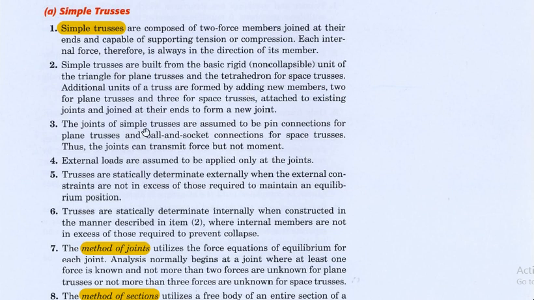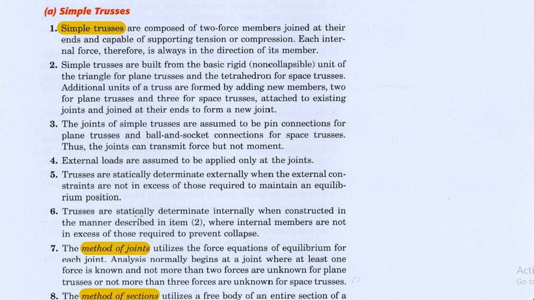The joints of simple trusses are assumed to be pin connections for plane trusses and ball and socket connections for space trusses. Thus the joints can transmit force but not movement. So basically these are the joint types in terms of simple trusses. In terms of plane trusses we are going to use pin connections, and in terms of space trusses the ball and socket joint is used. External loads are assumed to be applied only at the joints.